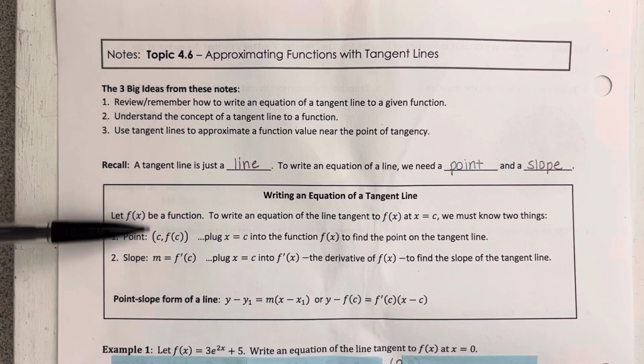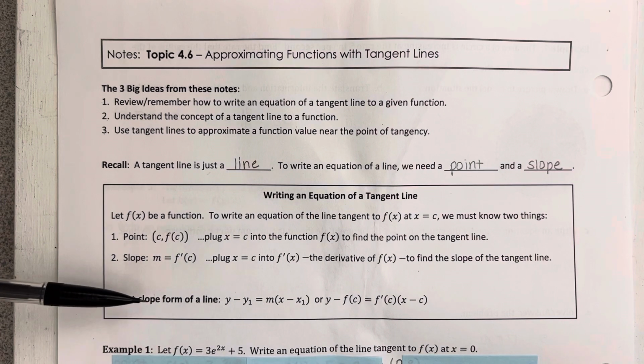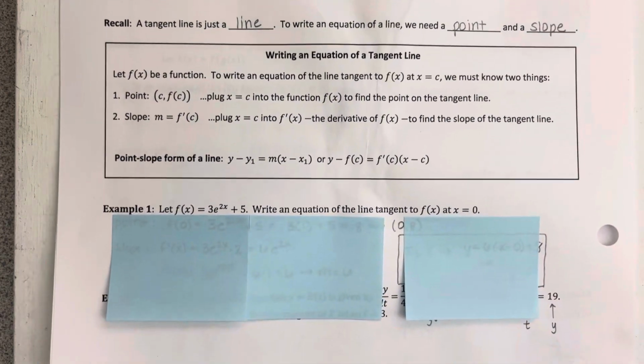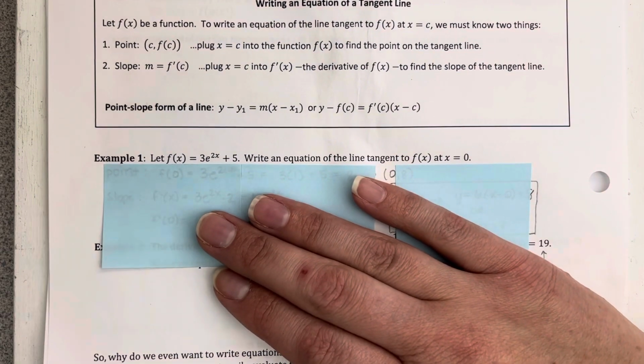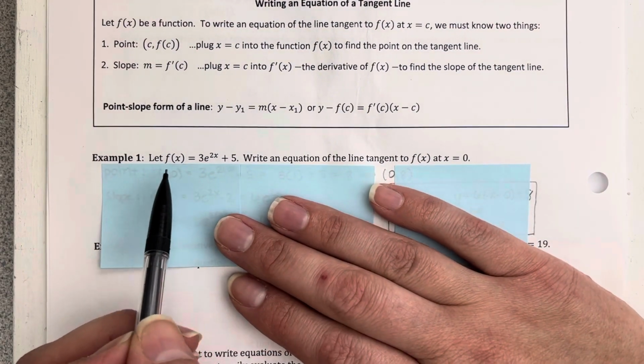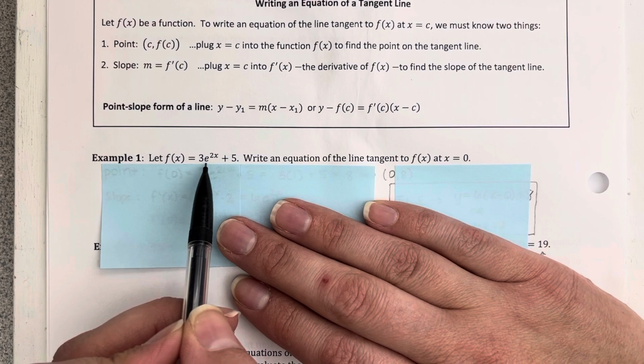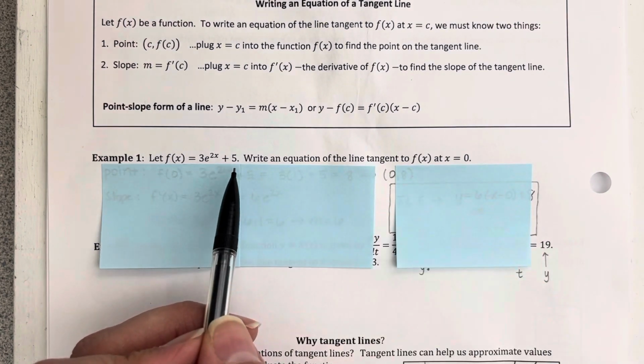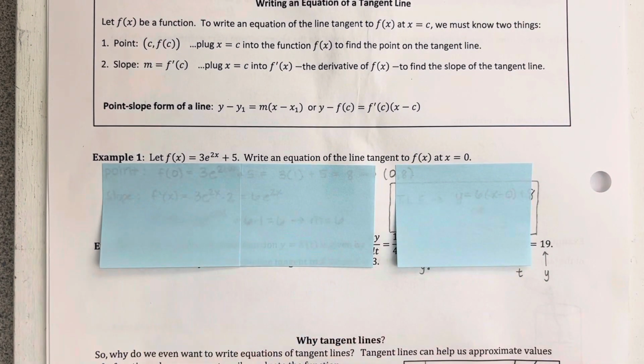These steps are put in here just to refresh your memory on how to write an equation of a tangent line. I'm not going to read through them. Feel free to pause the video if you'd like to review them on your own. So example 1, we are given an equation f of x equals 3e to the 2x plus 5. We want to write an equation of the line tangent to f of x at x equals 0.